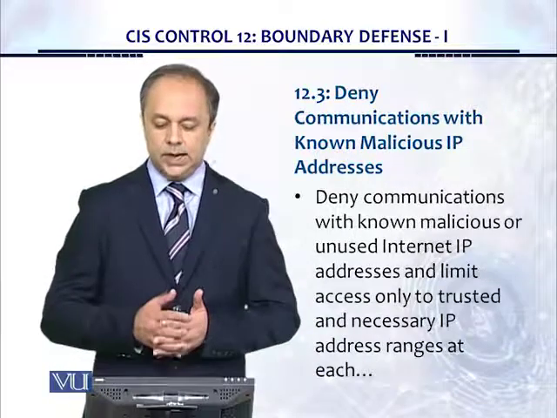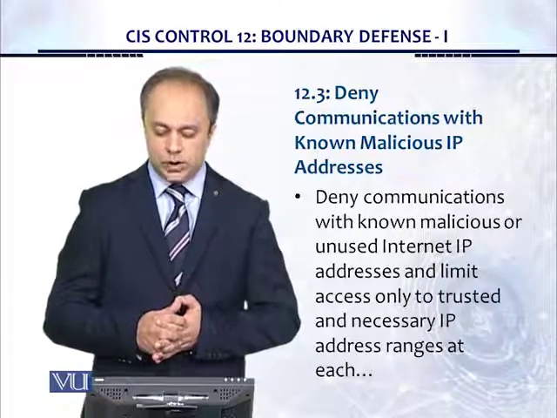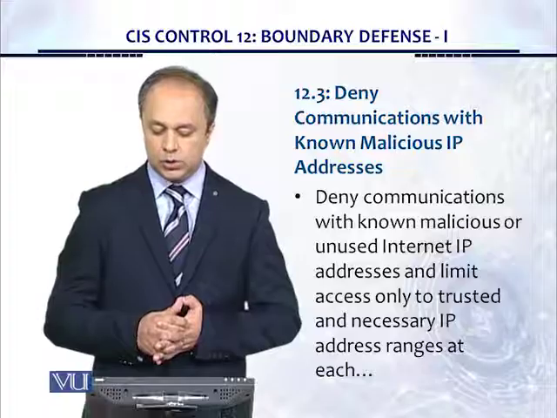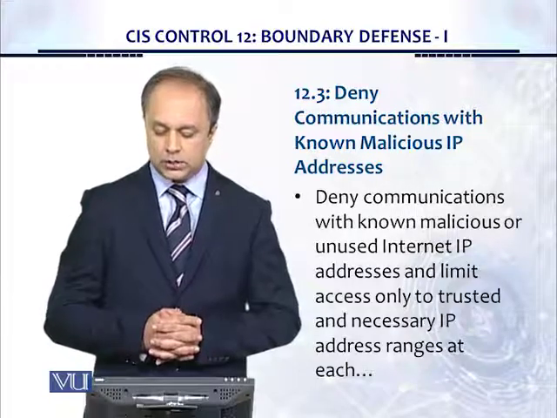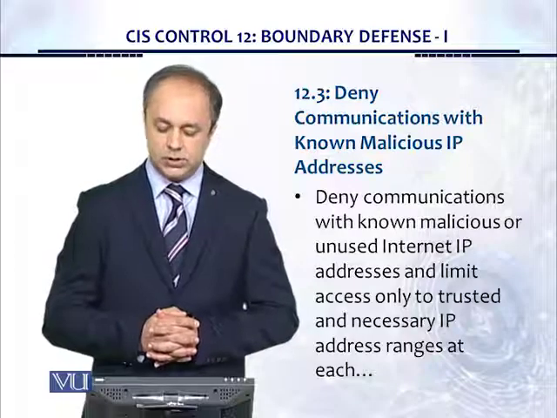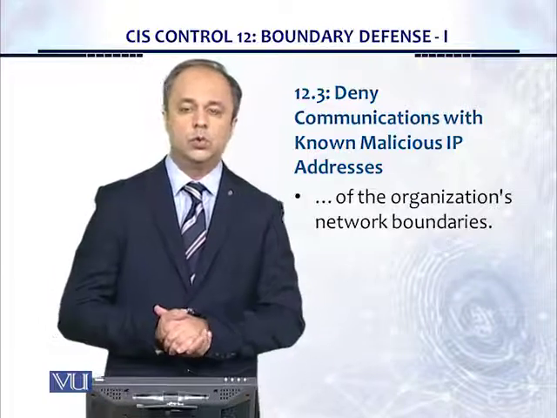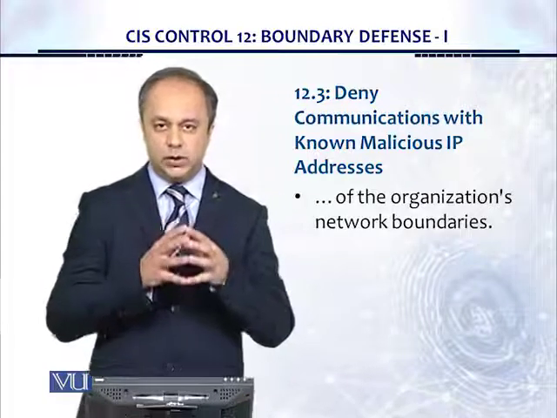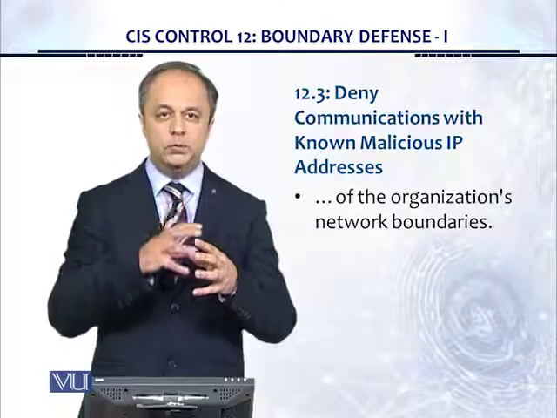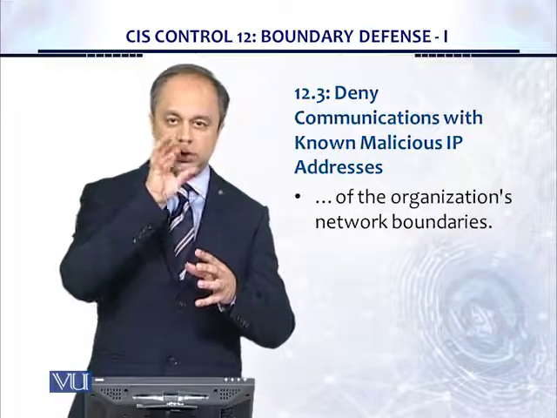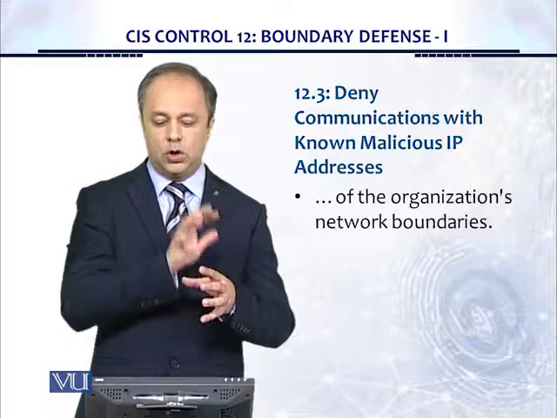And then deny communications with known malicious IP addresses. So here we deny communications with known malicious or unused internet IP addresses and limit access only to trusted and necessary IP address ranges at each of the organization's network boundaries. So once we identify the legitimate network boundaries or the devices, we need to make sure that we are connecting to the right networks, to the right links, which are authorized links by the organization.